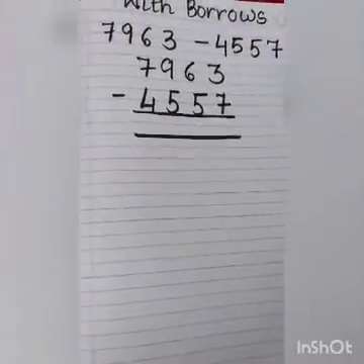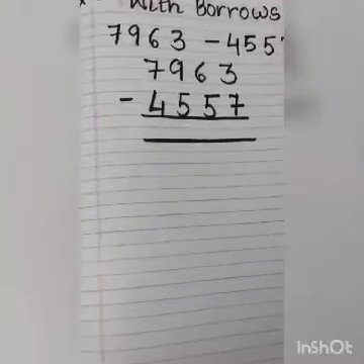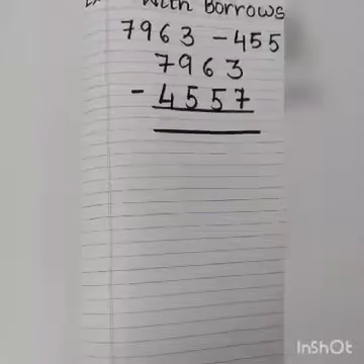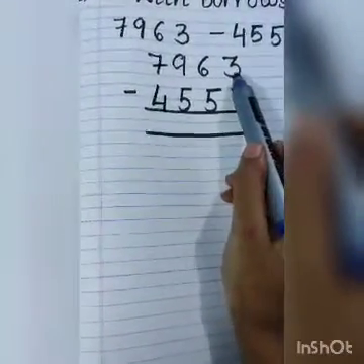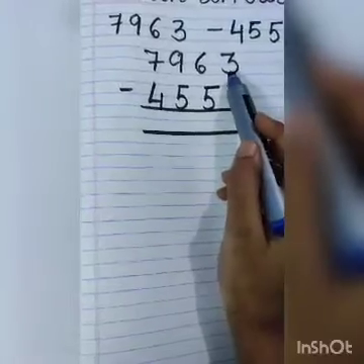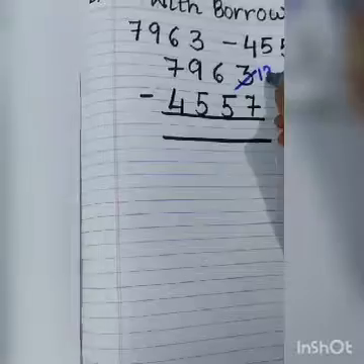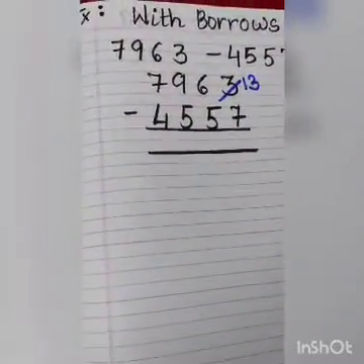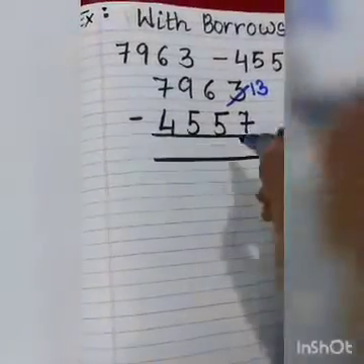Now, we have to see, is it possible for us to take away 7 from 3? No. So, we will move forward to the other number, that is 6 here. So, we will give it a borrow, then this 3 will become 13. It is possible for us now to take away 7 from 13. 13 minus 7 will give us 6.